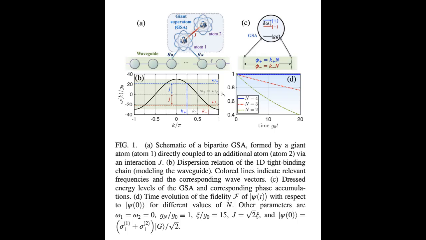A giant superatom consists of two or more atoms that are quantumly entangled and interacting directly with each other. They exchange energy at a very specific mathematical rate, which the paper refers to as J. But here's the critical mechanism. This entire entangled group is collectively coupled to the waveguide through only one of the atoms. Let me see if I'm picturing this right. It's like a highly classified corporate partnership. Okay, I like where this is going.